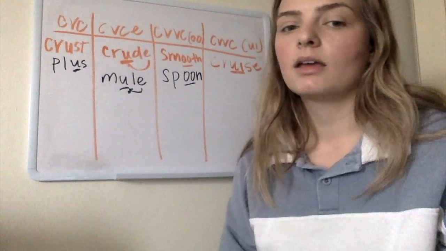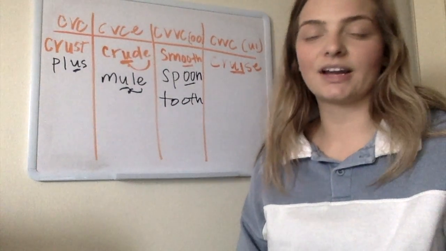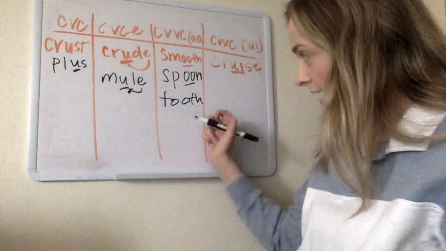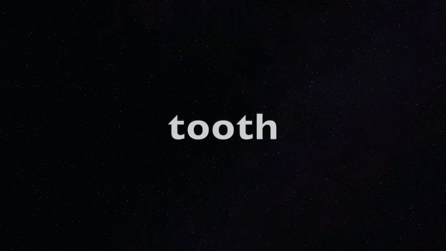Your next word is tooth. Which column do you think that would go under? Awesome job, boys and girls. I feel like you guys are getting much faster at this. Yeah, it does go under our CVVC spelling pattern column with our double O. We notice that we have our double O's. It makes an ooh sound like in cruise.